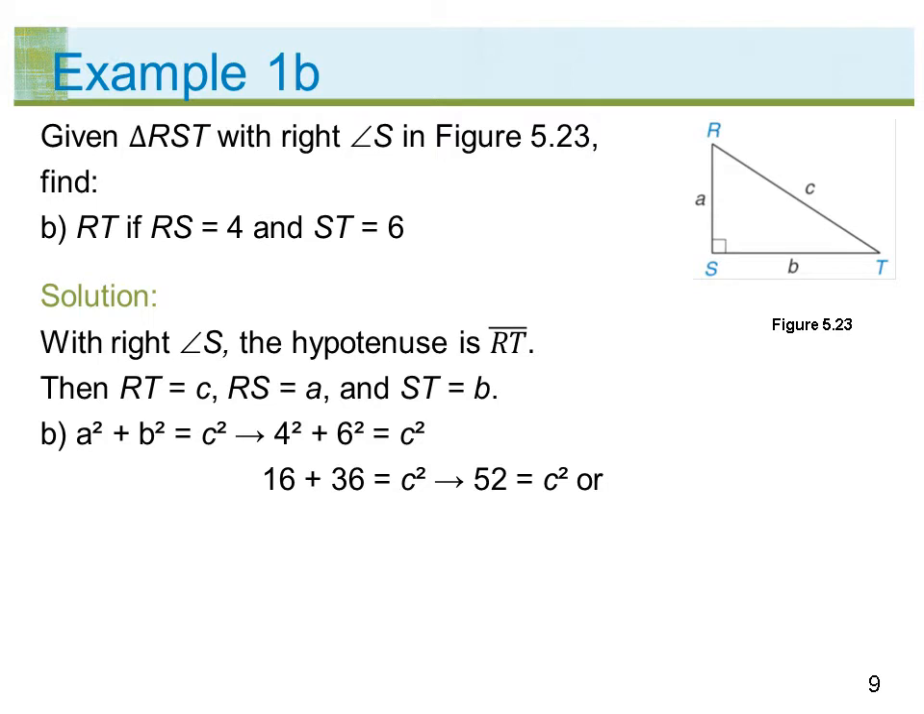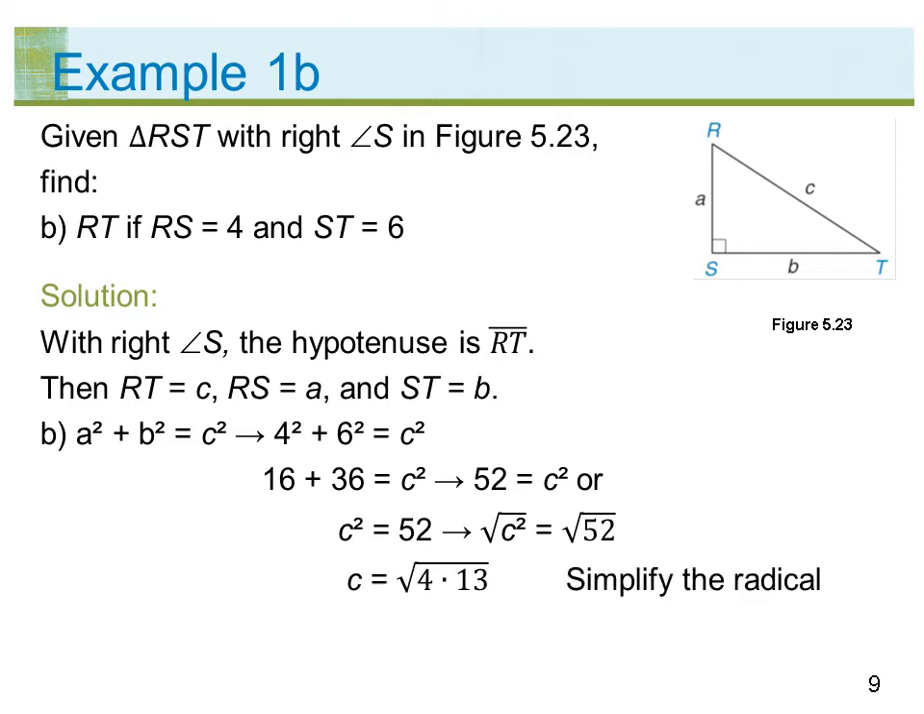16 plus 36 equals c squared becomes 52 equals c squared, or c squared equals 52, which becomes the square root of c squared equals the square root of 52. c equals the square root of the product 4 times 13. Simplify the radical. c equals 2 square roots of 13. Length RT equals 2 square roots of 13, which is approximately equal to 7.21.